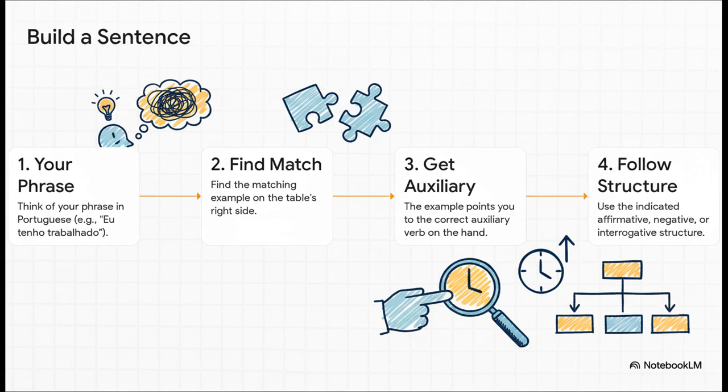You just start with your phrase in Portuguese, something like, Eu tenho trabalhado. Then you find that example on the table, and it points you directly to the auxiliary verb you need. In this case, it's have. From there, you just follow the sentence structure it gives you. It's a direct path from your idea to a perfectly correct English sentence.